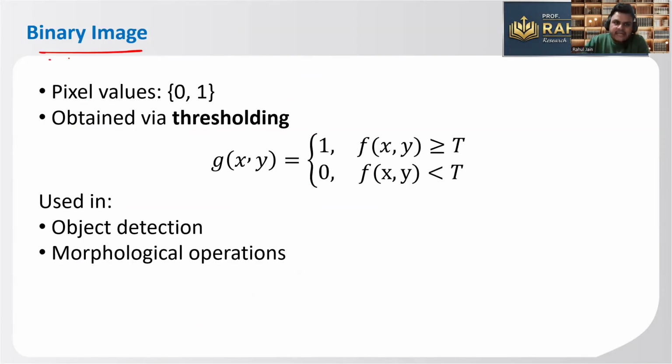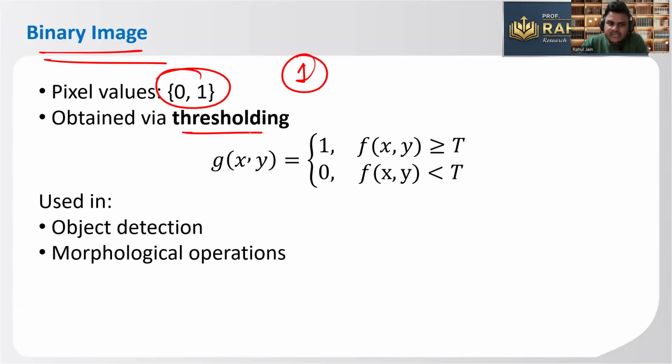Then if I talk about binary images, binary images have pixel values 0 and 1, because the bit depth is only 1, that is 2 to the power 1, which is 2. So the pixel values are 0 and 1. It is obtained via thresholding, where the function is g(x, y). It would be 1 when the function value f(x, y) is greater than or equal to the threshold; if it is greater than the threshold, it would be 1, else it would be 0.